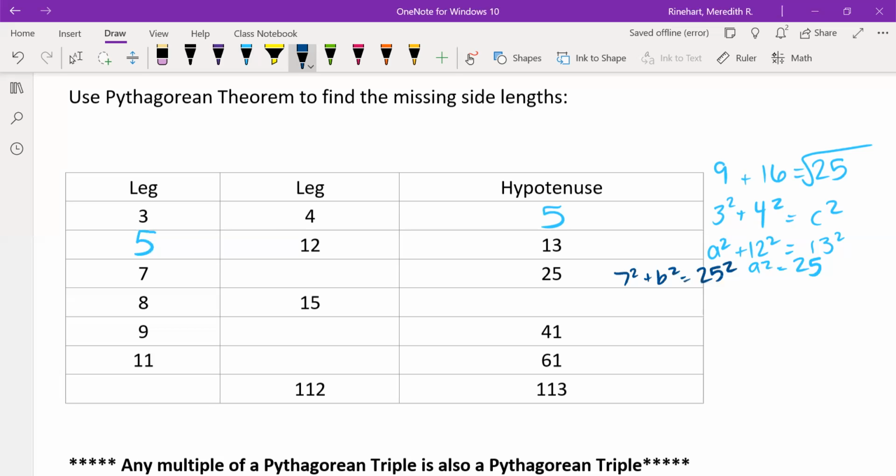So we're going to do 25 squared, which is 625, minus 7 squared, which is 49, which gives us 576. And if we take the square root of 576, we get 24.